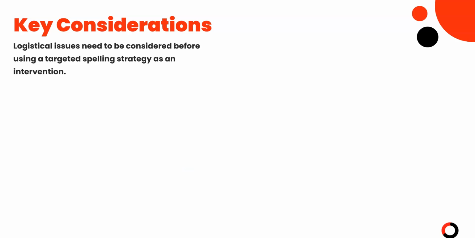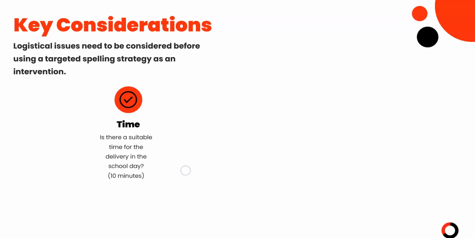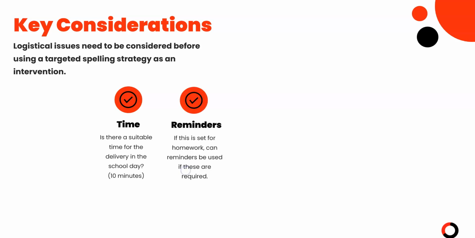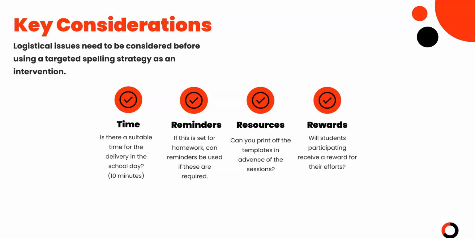So key considerations just before you start the spelling intervention. Is there a suitable time for the delivery of this? A maximum of 10 minutes. Could it potentially be used as a bell activity as they come in the classroom or as a starter activity? Reminders: if it is done for homework as well, just remind the students of when the homework's due. Resources: if you want to print off the templates, then we've included that, so it's available for the students. And also, it's something where you can link to potentially rewards.